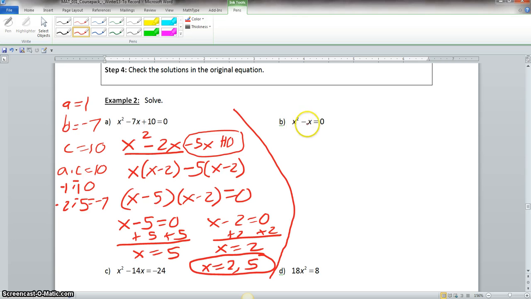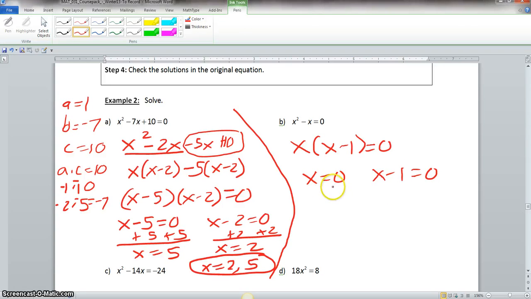Now we look here at B. We have x squared minus x equals 0. Now, what we have here, we could factor out an x, and we would be left with x minus 1, and that's all equal to 0. Now, there's nothing more we could do with this. So we would set x equals 0, and we would set x minus 1 equals 0.